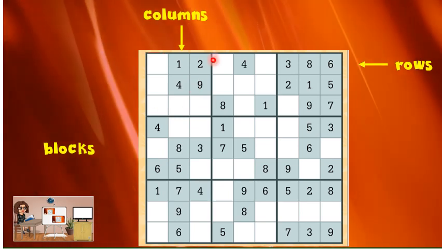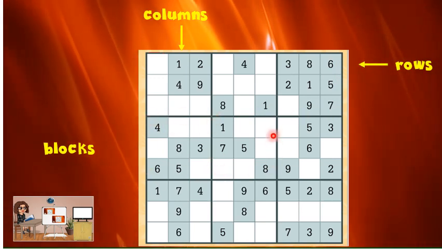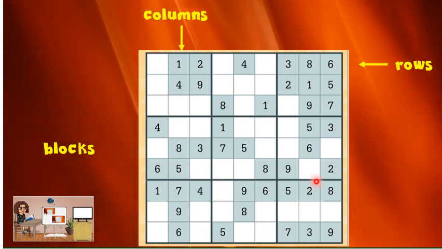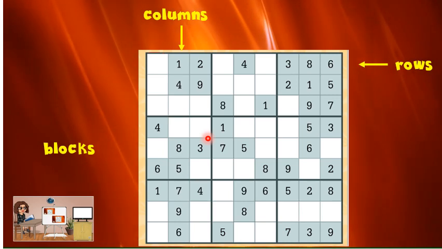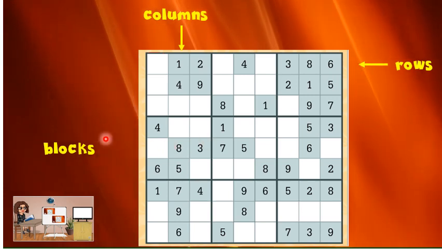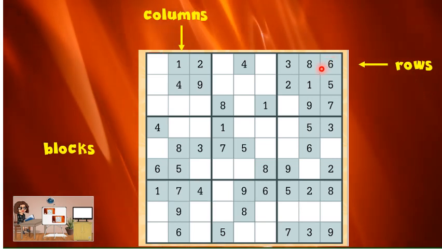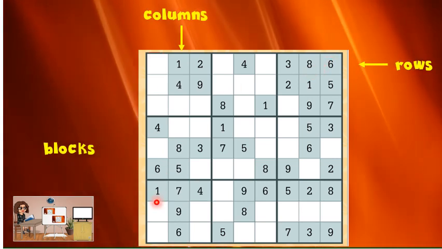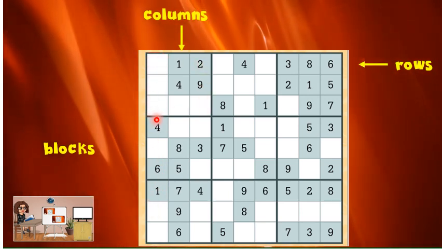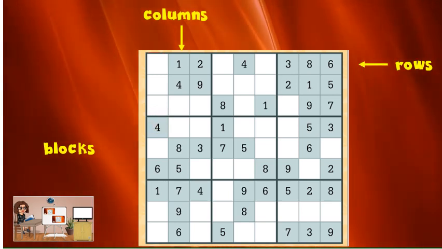1, 2, 3, 4, 5, 6, 7, 8, 9. The idea behind Sudoku is to fill in the numbers 1 to 9 in each of the rows going across. There are 9 rows. In each of the columns going down, there are 9 columns, and in each of the blocks, there are 9 blocks. The numbers 1 to 9 must be used without ever repeating a number more than once.